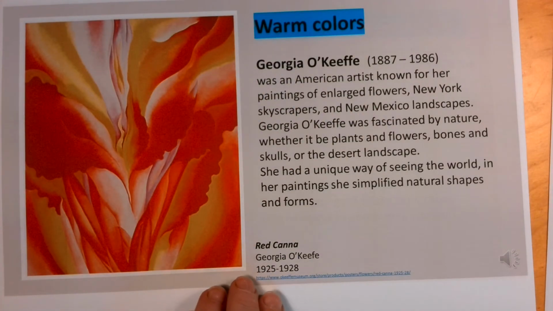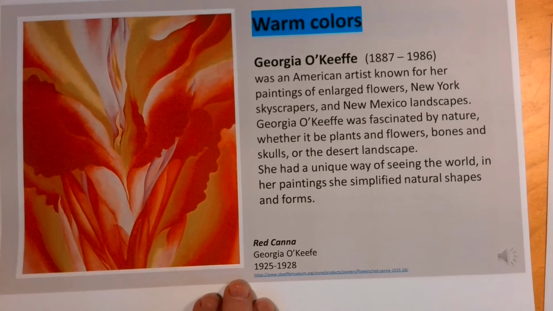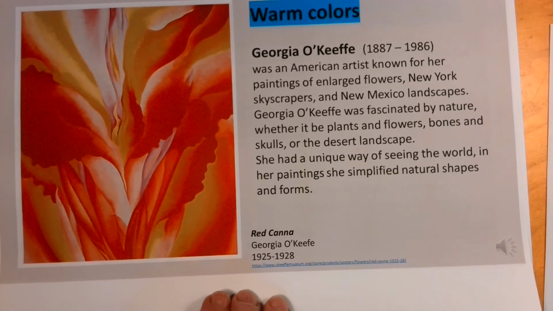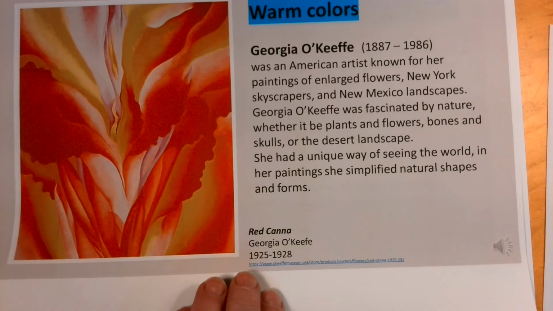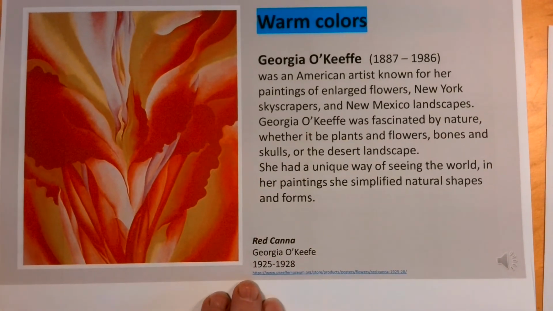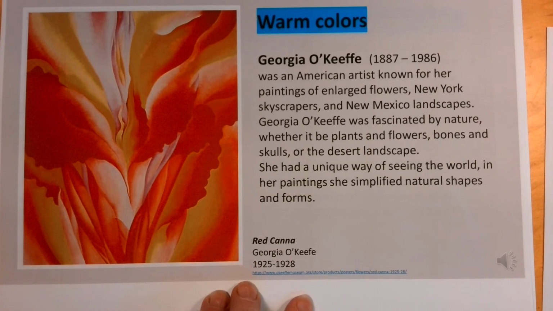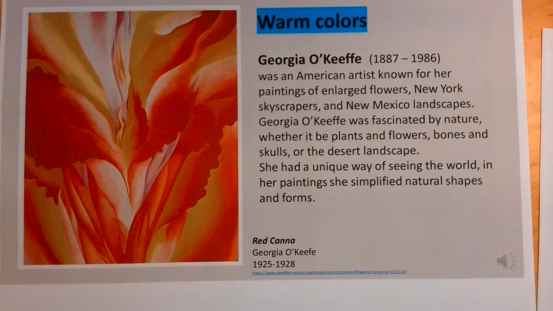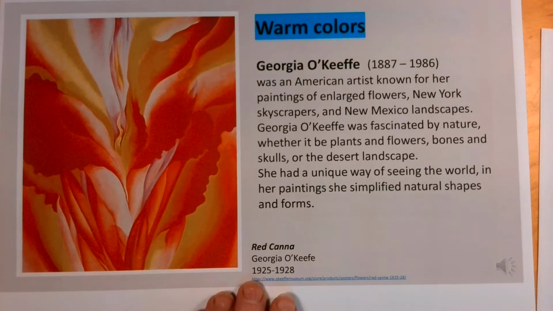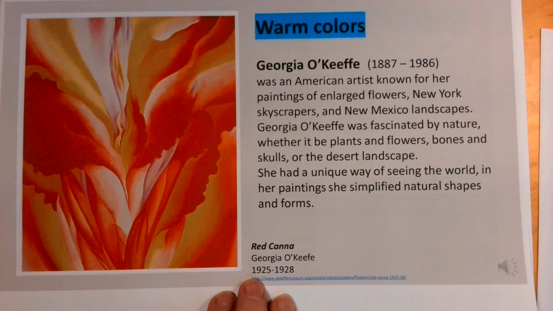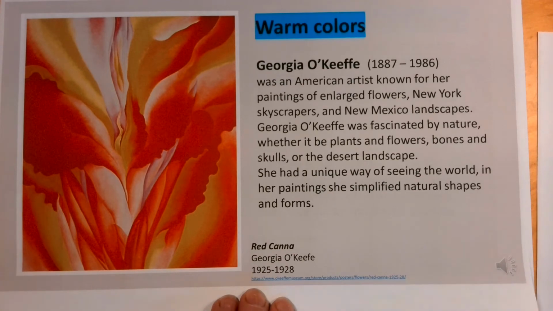Georgia O'Keeffe was an American artist known for her paintings of enlarged flowers and New York skyscrapers and New Mexico landscapes. She was fascinated by nature, whether it be plants and flowers, bones and skulls, or the desert landscape. She had a unique way of seeing the world in her paintings, and she simplified natural shapes and forms. And here we see a painting of a flower. This is an up-close depiction of a red canna using warm colors, red, orange, and yellow.